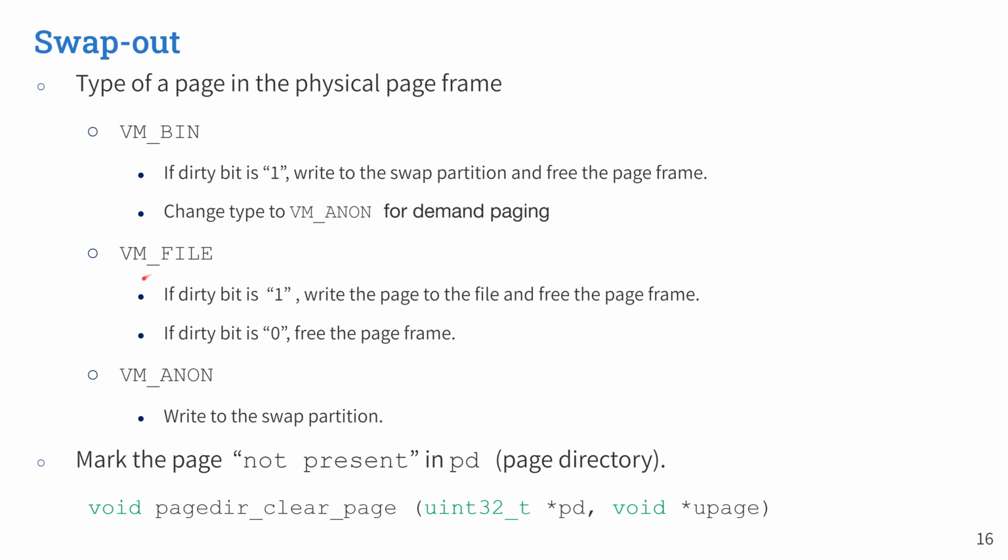Second, for the files, if the dirty bit is 1, you should write the page to the file itself. So you should not write it to the swap space, but write directly to the file and free the page frame. If the dirty bit is 0, you should just free the page frame. For anonymous pages like stack or heap, you should write to the swap partition. And when you're swapping out the page, you should mark the page not present in the page directory, using this function.